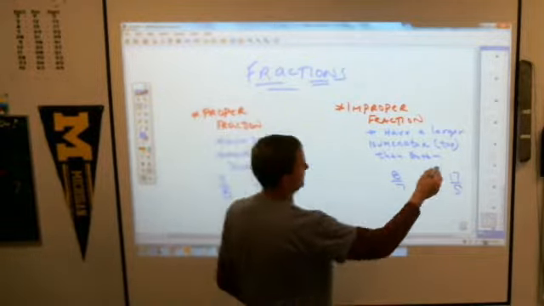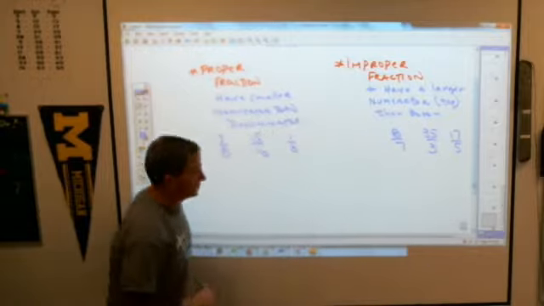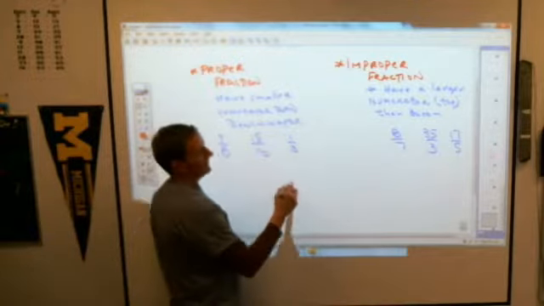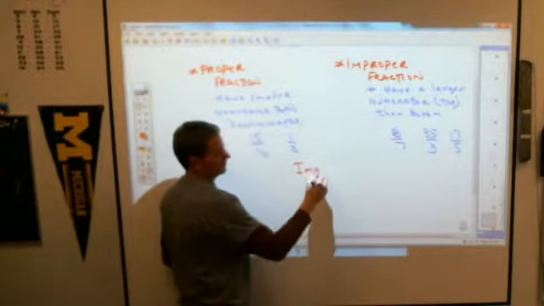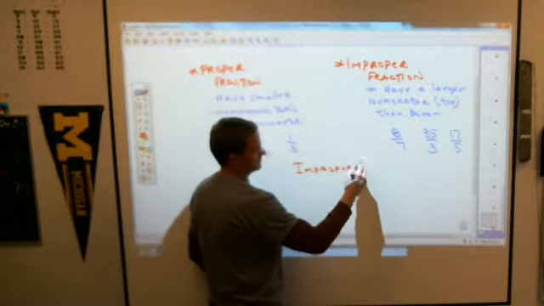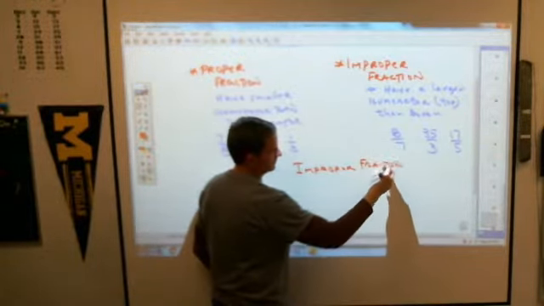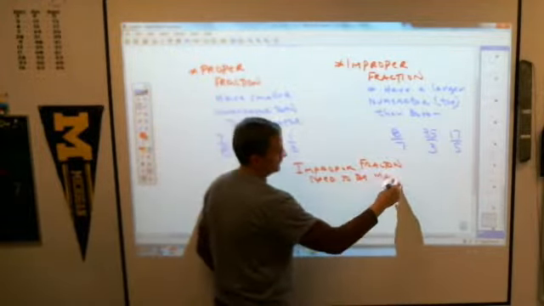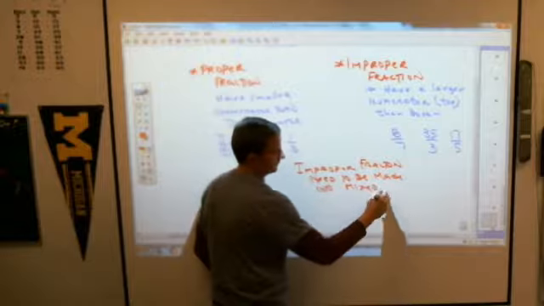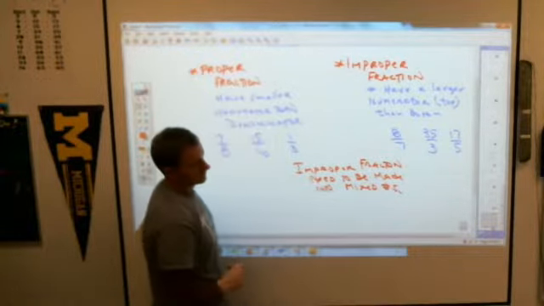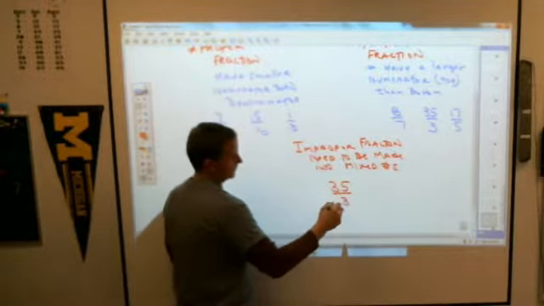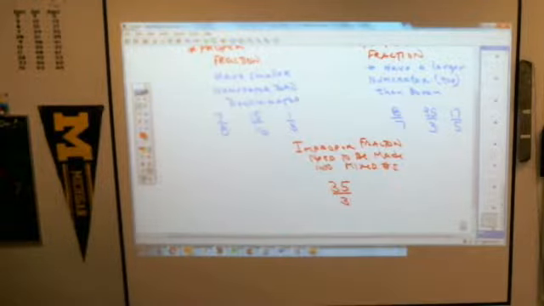And actually, I saw one in today's assignment. I can't remember what it was, that it just said change this to a mixed number, and that's what you need to do. Generally speaking, when you get an improper fraction, improper fractions need to be made into mixed numbers. Which means if you have 35/3, I'll slow down just a little bit.